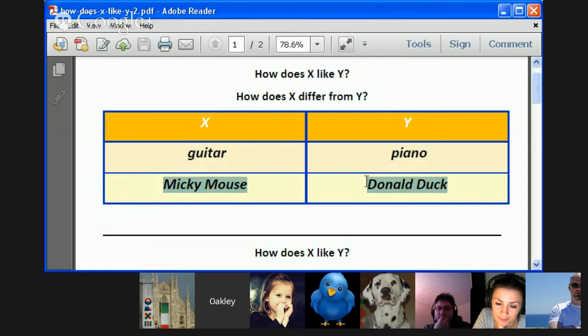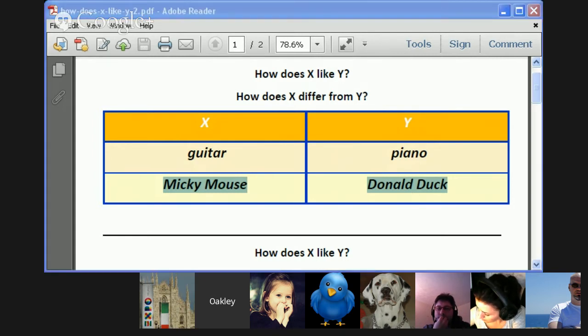Okay, we're gonna keep going with differences. Salvatore, I'm coming over to you. How are Mickey Mouse and Donald Duck different? Mickey Mouse is different from Donald Duck because maybe Mickey Mouse is clever than Donald Duck.